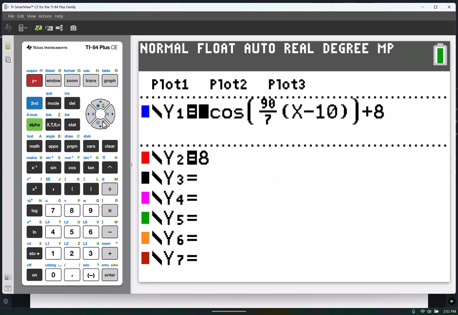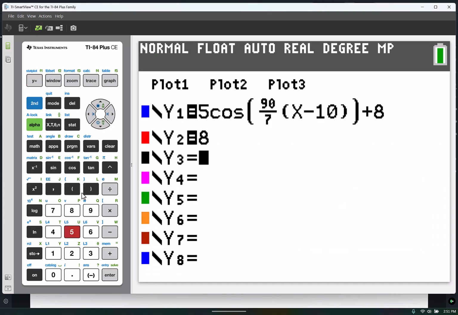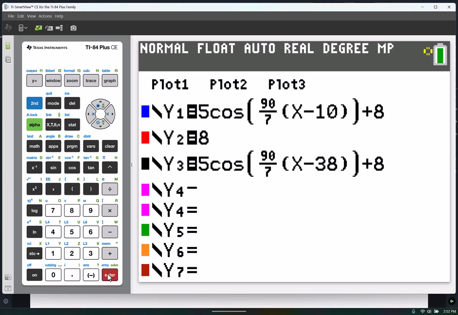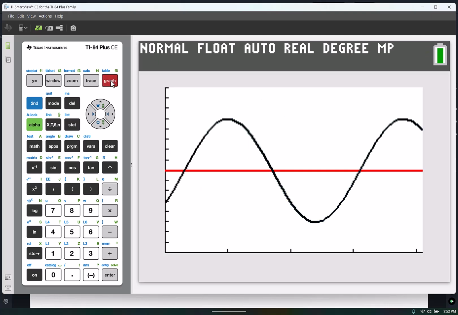Y equals, go to y3, 5 cos alpha y equals 90 over 7, open parenthesis, x minus 38, close, close, plus 8. I'm going to push enter. So my graph is the black one. Let's see. Enter. Bam. Yep. It's the same graph. It outlined it.